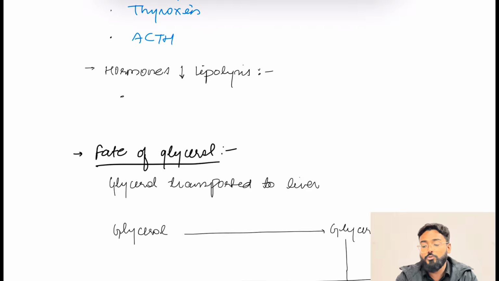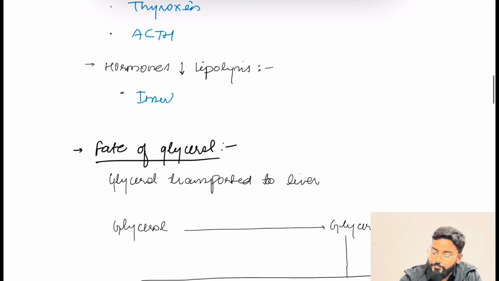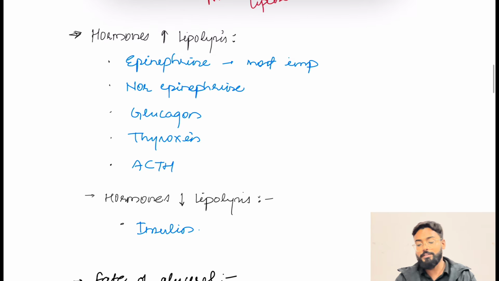And the hormone that is going to decrease or suppress the process of lipolysis is your insulin. Insulin is going to suppress the process of lipolysis. Why? Because lipolysis is done in certain conditions, like when there is a deficiency of glucose inside the body, and the body needs energy, but glucose is not available for that. So the body needs another way to meet the energy demands of the body when there is a deficit of glucose.